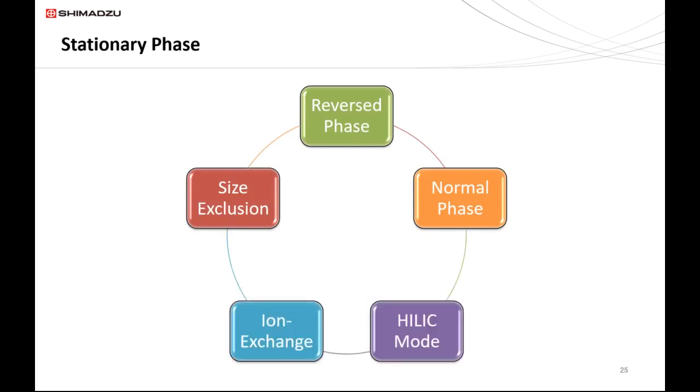There are many different phases in LC column. Few of the most commonly used ones are listed here, which includes the reverse phase, normal phase, HILIC mode, ion exchange, and size exclusion. In this presentation, we will only be focusing on the reverse phase and more particularly the C18 columns.